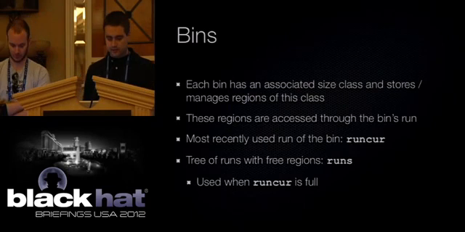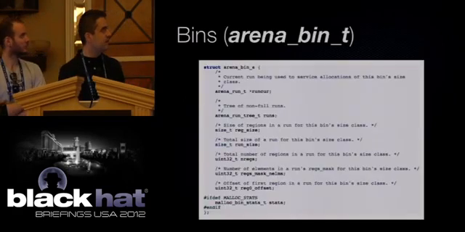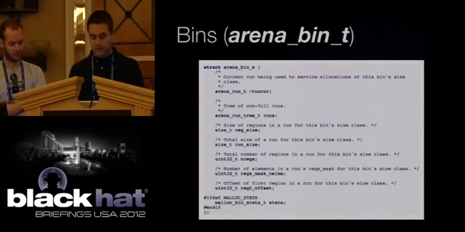Okay, so that's the data structure of the bin. Probably the most important things here are the current run pointer I have mentioned, and the tree of runs that have free regions on them.